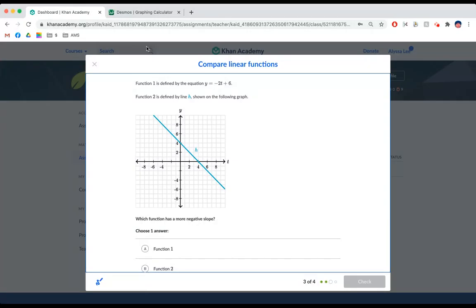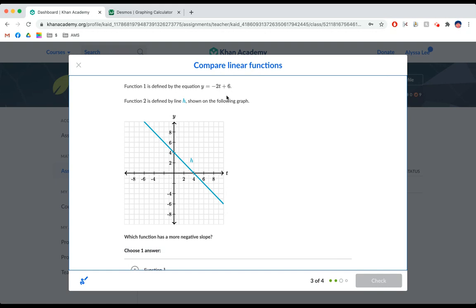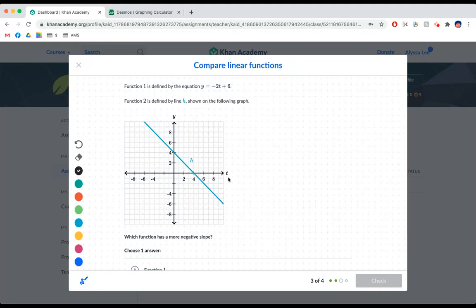Okay, let's see if we can do one more, maybe get some variation here, see something a little bit more interesting. Okay, so function 1 is defined by the equation y equals -2t plus 6. So again, some different letters, but you can still follow the general format of y equals mx plus b, right? Whatever's in front of your variable on this right side is going to be your slope, okay? And then we're comparing it with a function 2, which is this graph, and our question is, which function has a more negative slope? So instead of y-intercepts, forget about y-intercepts right now, we're talking about slopes, okay?